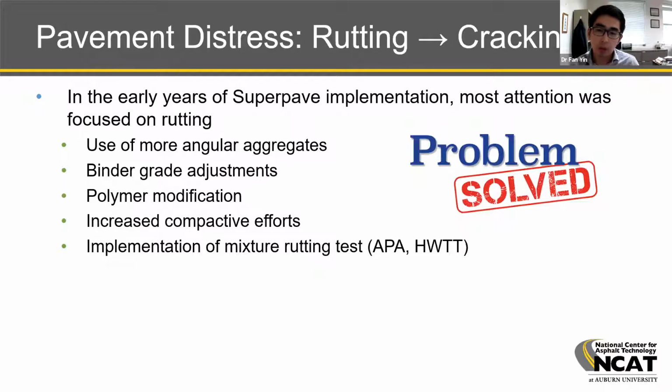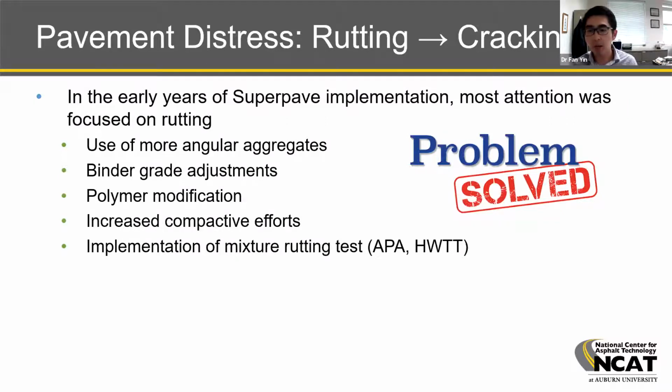In order to address the rutting issue in the US, we looked at different methodologies. We looked at better quality aggregate, using more angular aggregates. We looked at binder grade adjustment, including increasing the stiffness or the viscosity. We looked at polymer modification, where lots of research was done on SBS, SBR, and some other additives. And we also increased the compactive effort so that we can apply a higher compaction energy to the mix during mix design, trying to simulate the higher traffic we would expect that causes rutting issues.